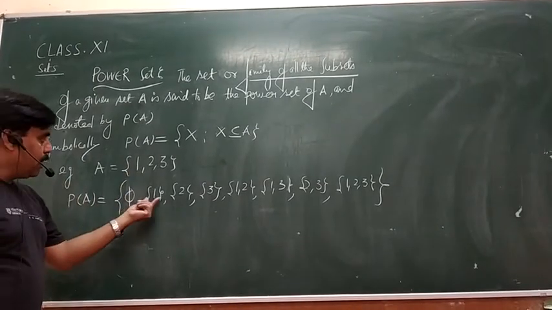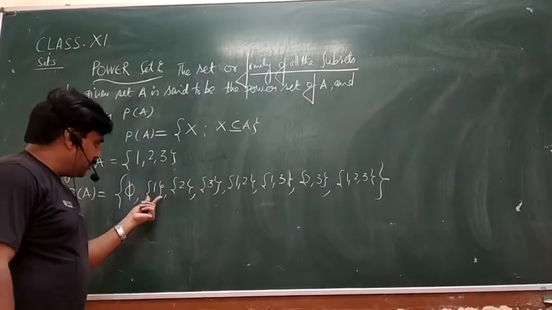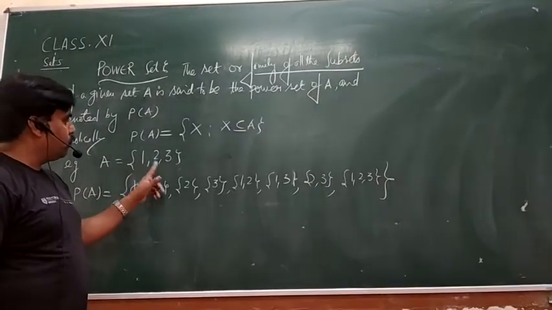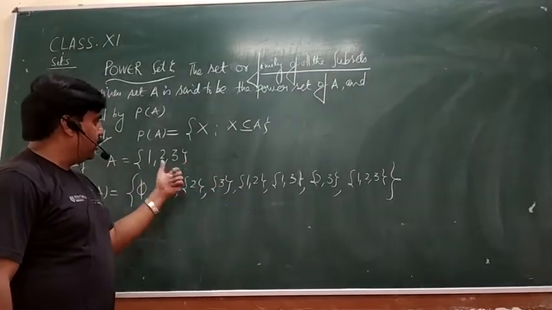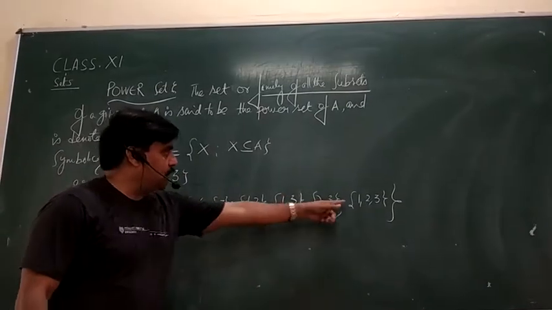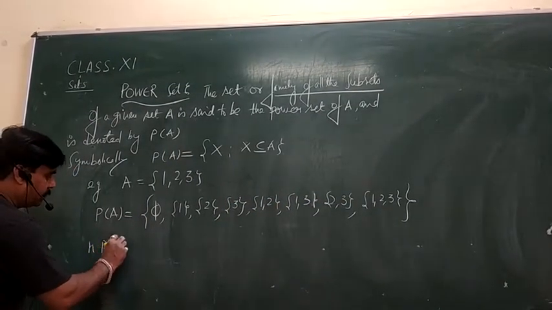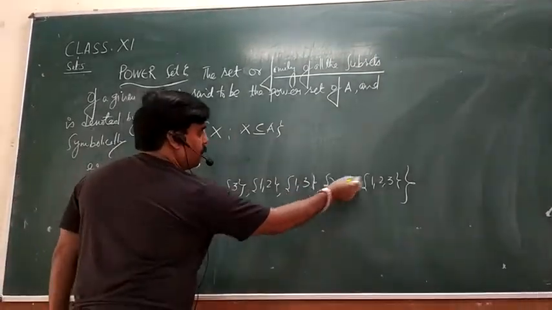Now taking one element at a time, this {1} is a set. It is an element of this P(A), but it is a set in itself, so it is a subset of A. Like that, taking two elements at a time: {1, 2}, {1, 3}, then {2, 3}. And then the set itself is there. So if we talk about n(P(A)), what is it equal to? 1, 2, 3, 4, 5, 6, 7, 8.